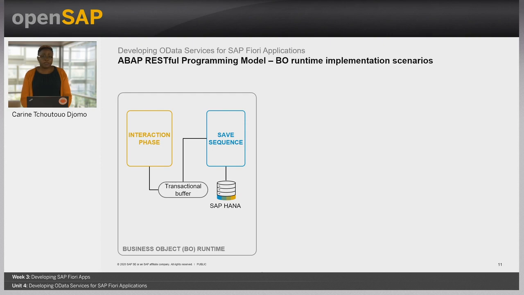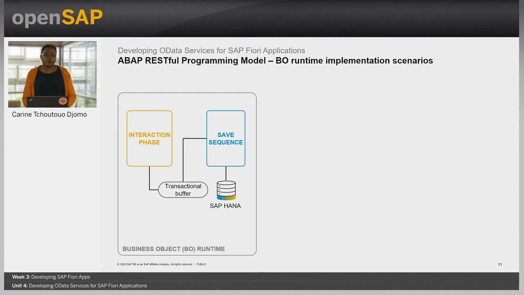The business object runtime mainly consists of two parts on the conceptual level: the interaction phase, where all read, modify, and lock operations occur. All changes made here are temporarily kept in the internal transactional buffer. And the save sequence, where all check, save, and cleanup operations are processed to persist the changes on the database. The question here is, what are the developers responsible for?